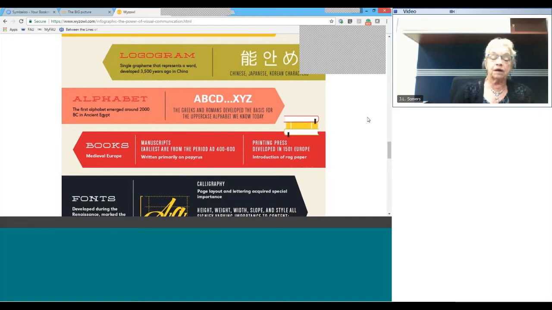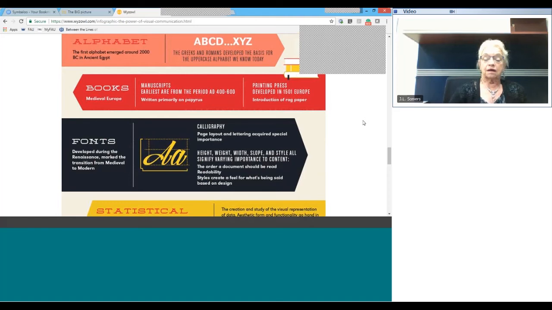And then moving from the alphabet into books, the original ones were manuscripts that were usually written, and according to this, primarily on papyrus. And then once the printing press was developed, we created all kinds of books and continue to do so. There's a lot of research on fonts and font style, and the kind of message the use of fonts can portray in the visuals, the weight, the slope, the style, and how those things are created.